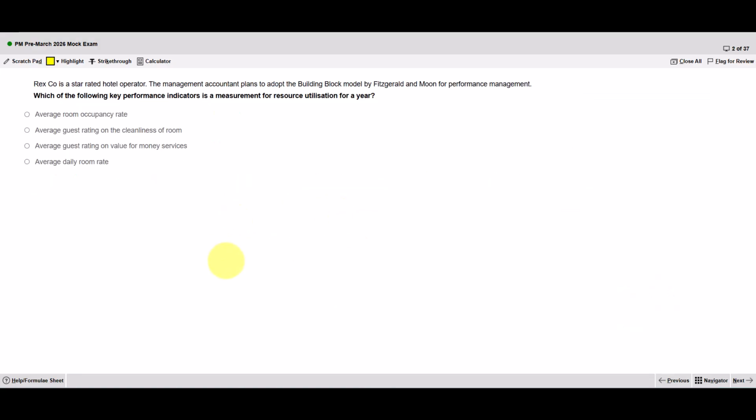So looking at this question, the correct answer is average room occupancy rate. That is a measure of resource utilization. Guest ratings, that's not resource utilization, that's a customer focused measure. And the rate, the amount they're charged per room, isn't about how they're using their resources.